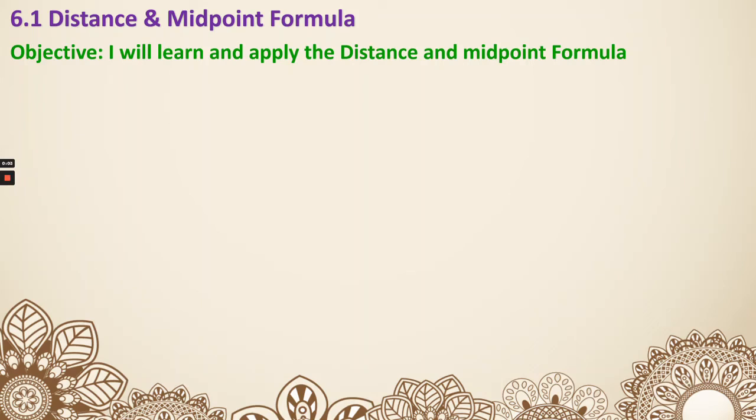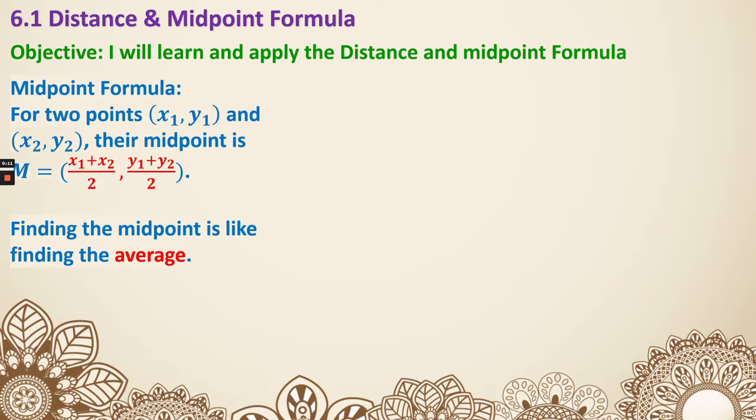Today we're going to talk about 6.1, where we'll learn how to use the distance formula and midpoint formula to find the midpoint and the distance between two points. So first, the midpoint formula. If we have two random points, x1, y1 and x2, y2, finding their midpoint is basically the same as finding the average between them. We add x1 and x2 together, then divide by 2. We add y1 and y2 together, then divide by 2, just like finding the average of two numbers.